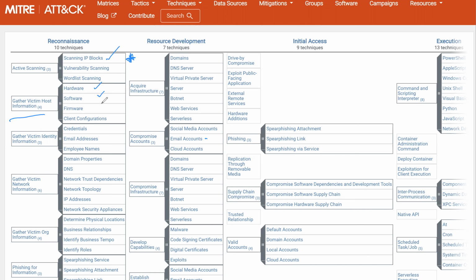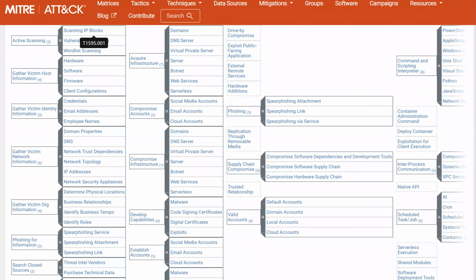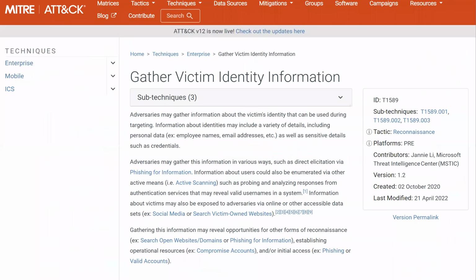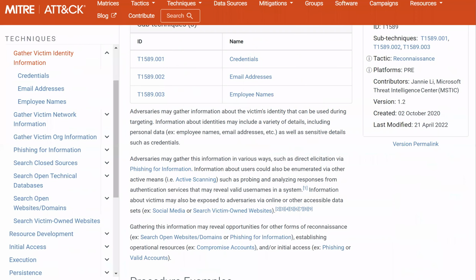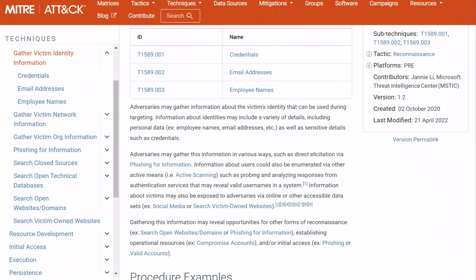All through hardware, software, firmware, and client configurations. Gathering of that information can also be done through credentials, email addresses, and employee names. If we start drilling down, a lot of these are self-explanatory. If we talk about gathering victim data, where does our victim data live? The first thing is anywhere that you have an employee's name, maybe the role and title, the email address, the mobile number.